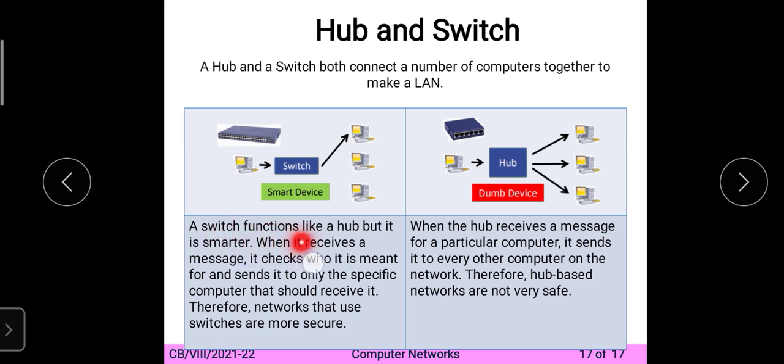So a switch functions like a hub, but it's smarter. When it receives a message, it checks who it is meant for and sends it only to the specific computer that should receive it. Therefore, networks that use switches are more secure. So whenever in the exam it is asked, write down the difference between the hub and switch, you can write these 3 points. First, work of both. Second, secure, not safe. And third is smart device and dumb device.